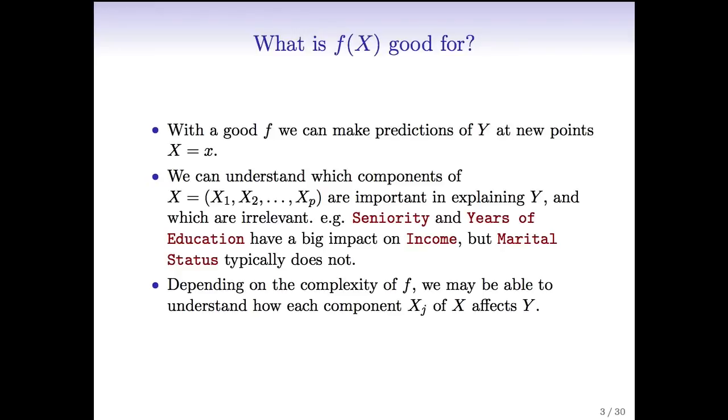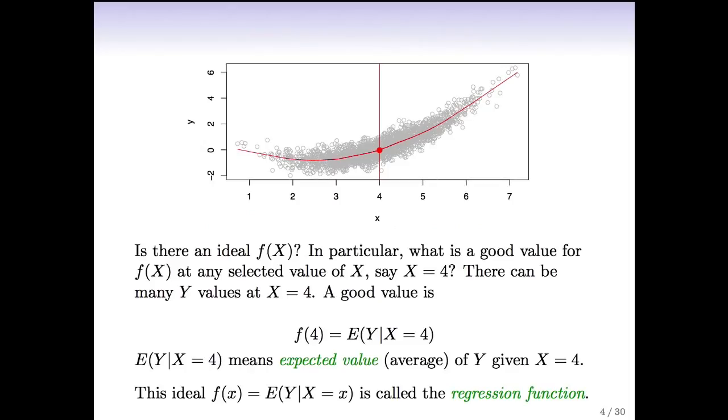For example, if we model income as a function of demographic variables, seniority and years of education might have a big impact on income, but marital status typically does not, and we'd like our model to be able to tell us that. And depending on the complexity of f, we may be able to understand how each component Xj affects Y, in what particular fashion it affects Y. So models have many uses, and those are amongst them.